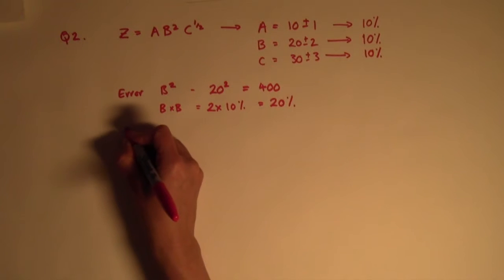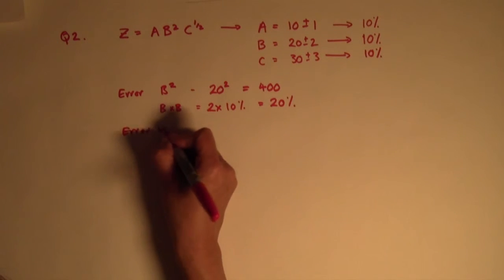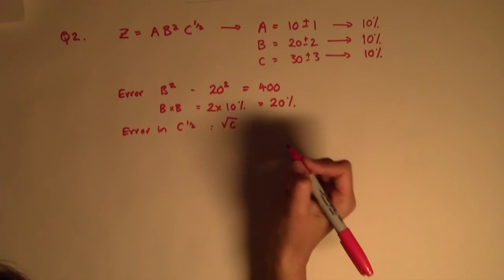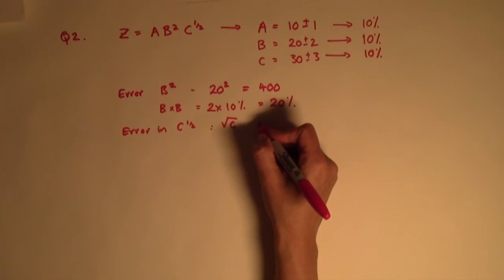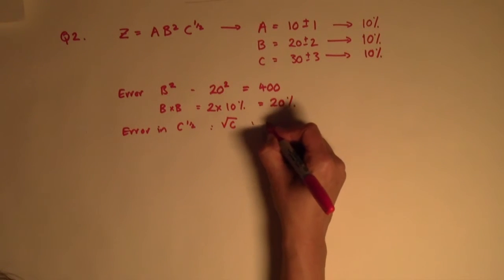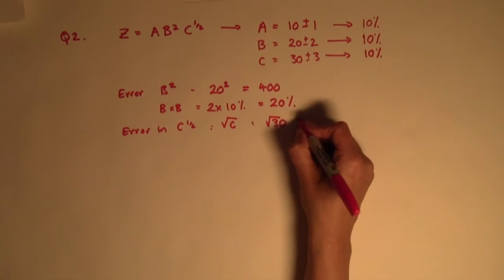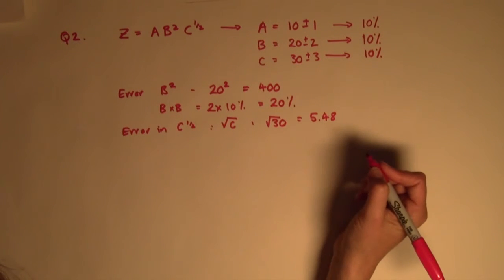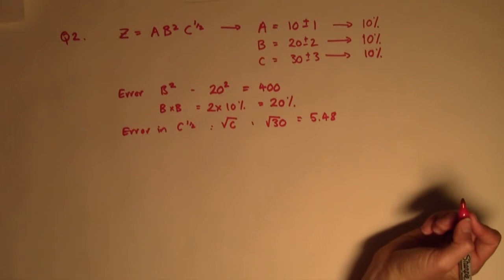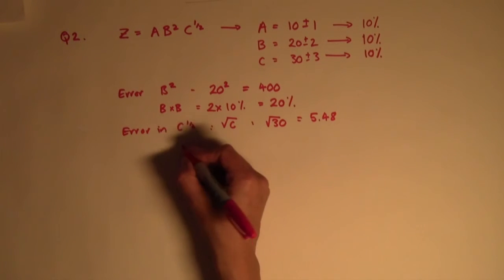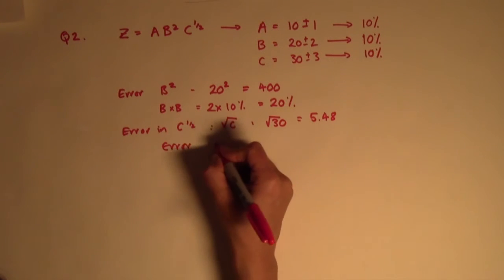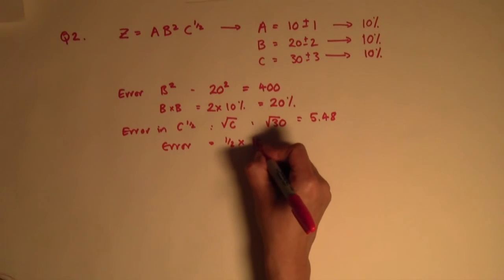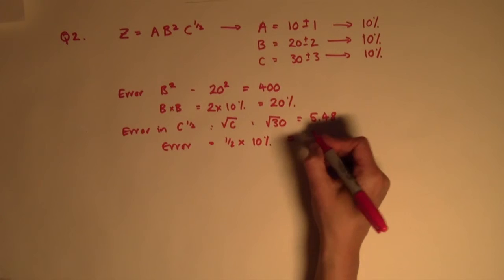Now if we have a look at the error in c to the power of a half. Okay, c to the power of a half is the square root of c. So the value of c to the power of a half is the square root of 30. Okay, and the value of the square root of 30 is 5.48. The percentage error in c to the power of a half is a half times the 10%. Okay, so it's half times the 10%, which is 5%.